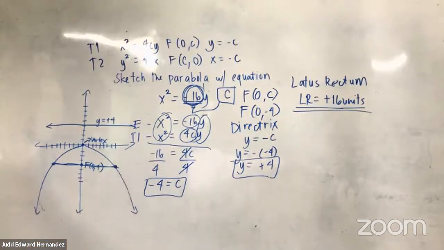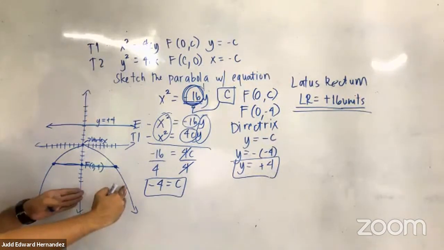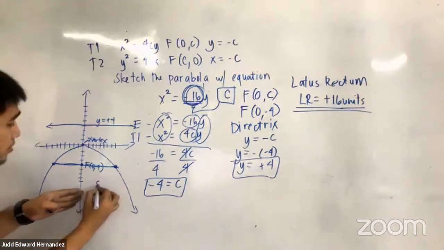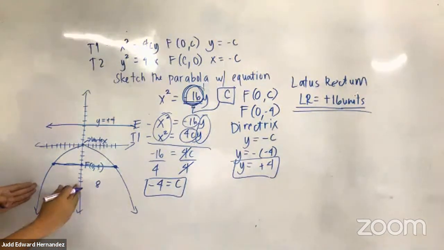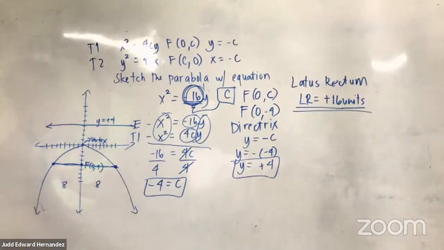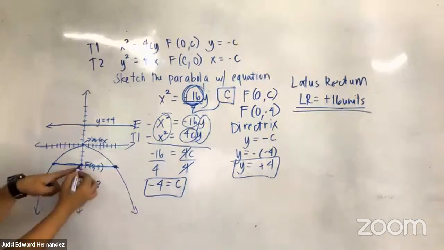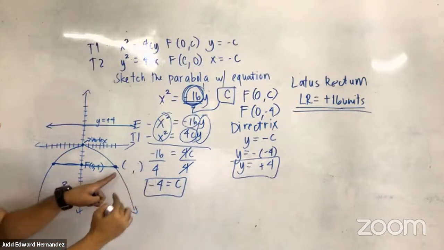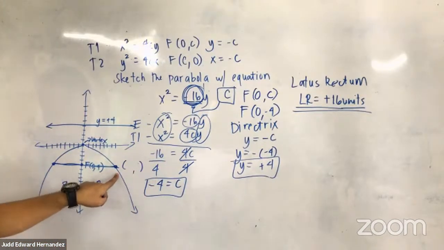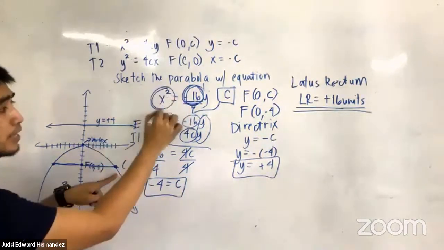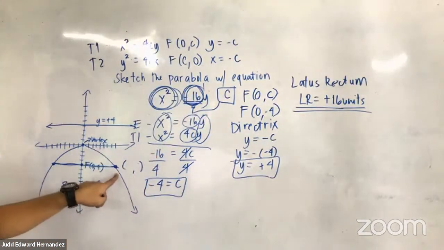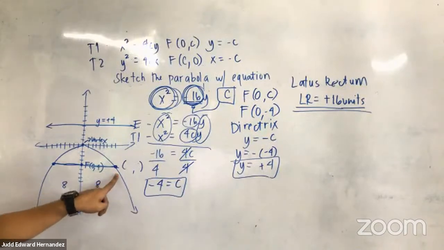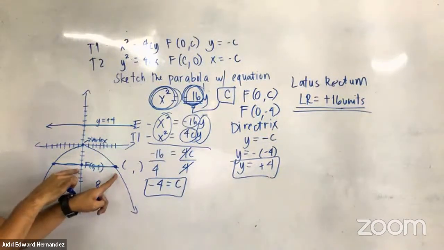Gaano ba kalaki yung latus rectum natin? 16 unit. Gaano kalaki itong kalahati kung 16 siya? 8 units. Gaano kalaki itong kaliwa kung 16 siya? 8. Okay. So, this is now the focus and what is the coordinate of this endpoint. Tandaan mo, kung ang equation mo ay x squared, hindi mo papalitan yung y value ni focus. Saan daw located yung y value ni focus?